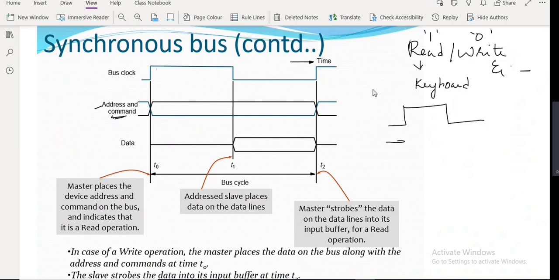What do you mean by command? Read or write, and the size of data it has to transfer. When I say command, you should know the type of operation and the size of data it wants to transfer.